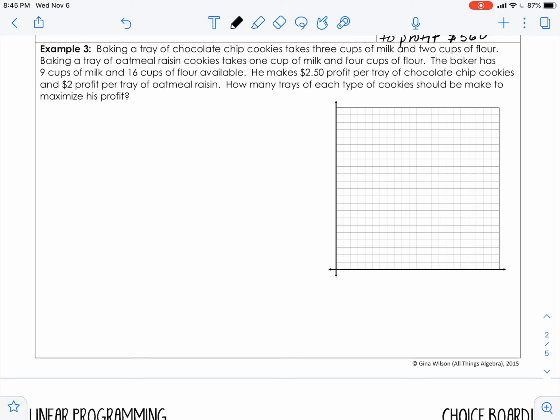So when we go to write it, I need to know, basically they tell me right here in the question, how many trays of each type of cookie. And so my X is going to be the number of trays of chocolate chip, and Y is the number of trays of oatmeal raisin. Okay, and so it says chocolate chips take 3 cups of milk and 2 cups of flour.